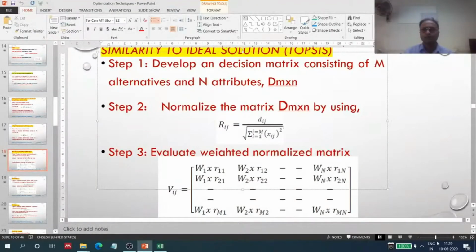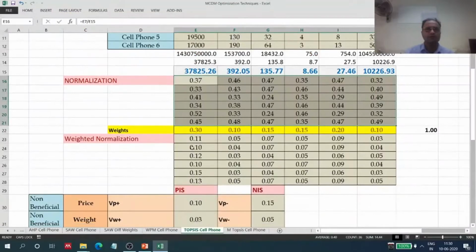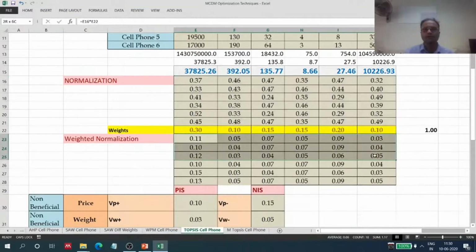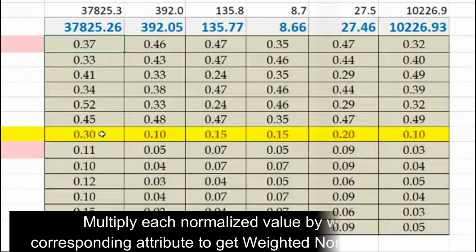Now go for the weighted normalization. We have to multiply every normalized value. Rij means this is the formula, where R11 means the first normalized value, R12 is the second normalized value. So we have to multiply these normalized values by their respective weights. So here is the weighted normalized matrix. We simply multiply these normalized values by their corresponding weights.